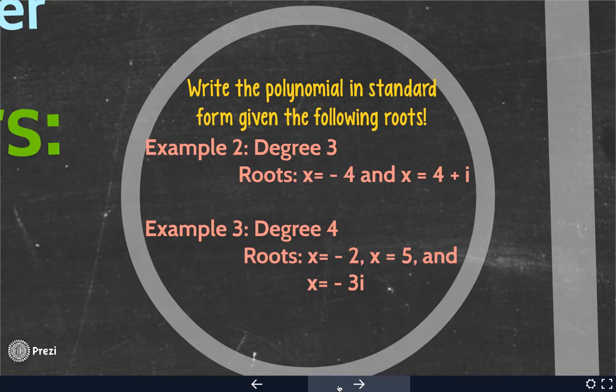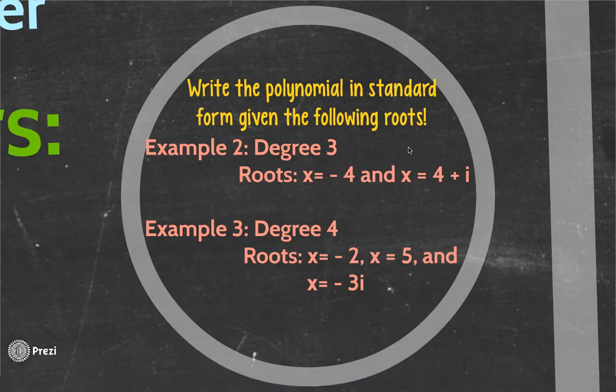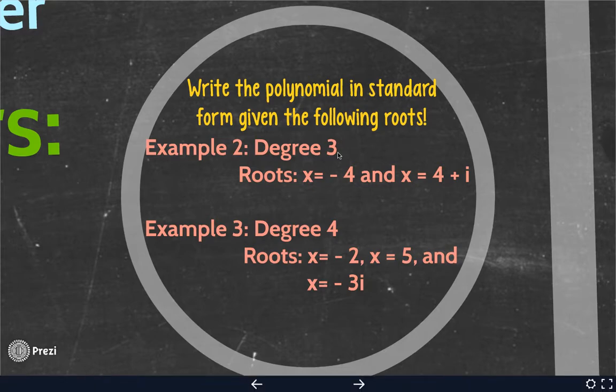Alright, I know you are excited to start writing this in standard form with complex roots. It says write the polynomial in standard form given the following roots. Example 2 is a degree 3 polynomial. Remember, the fundamental theorem of algebra states that the degree should always equal the total amount of roots. So if we have a degree 3, we should have 3 roots. But we only have 2 roots: x equals negative 4 and x equals 4 plus i. So something is going on. We only have 2 roots, but we're supposed to have 3.